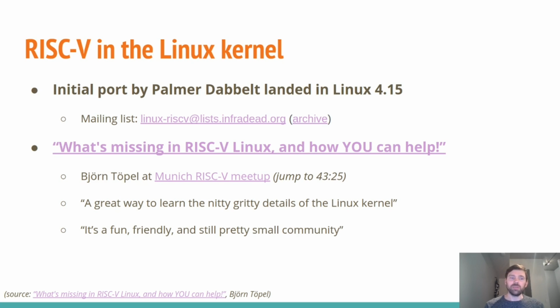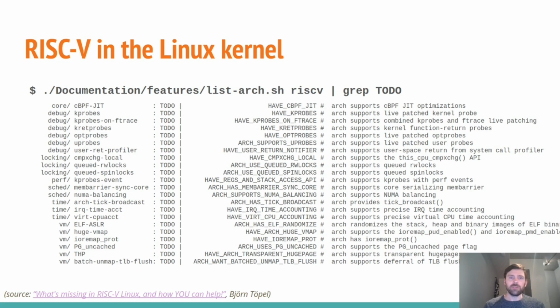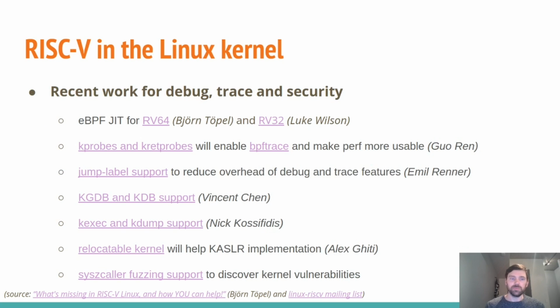One of the things that he mentioned in the talk was that RISC-V support in Linux is a great way to learn the nitty-gritty details of the kernel. And it's also a fun, friendly, and still pretty small community, the RISC-V architecture support, in comparison to Linux as a whole, which is thousands of developers. One of the things from his talk was that there's a script in the Linux source that you can run, and it shows you all the architecture features that still need work. So if you're interested in digging in, these are the things that are still necessary to do for the architecture.